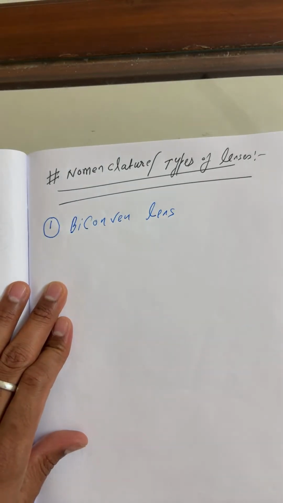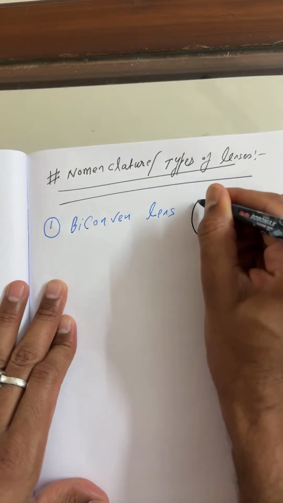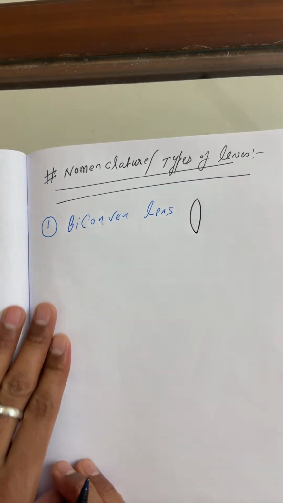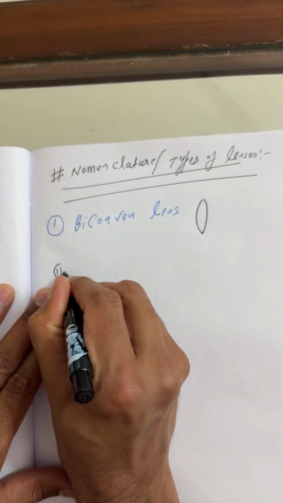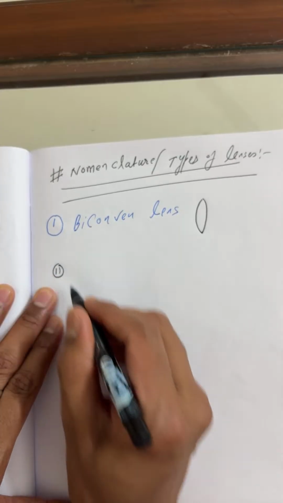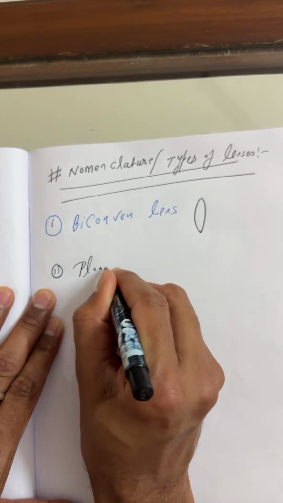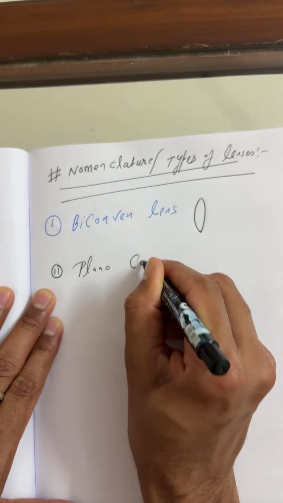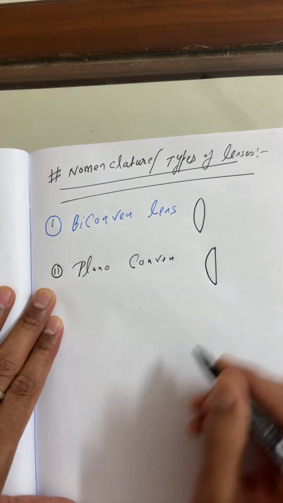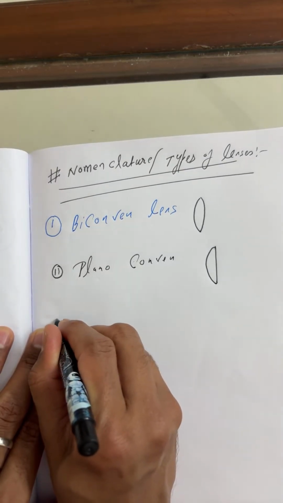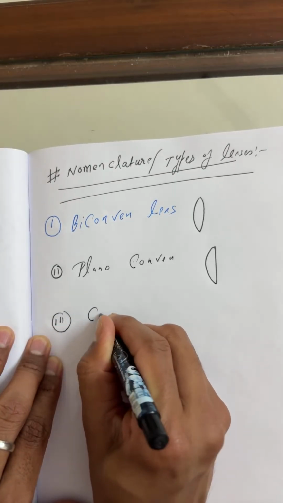Why biconvex lens? This is the biconvex lens. Second, students, just keep in mind that this nomenclature will help you a lot to crack the numericals. Next, plano. This is the plano convex lens. Third, students, this is the concavo convex lens.